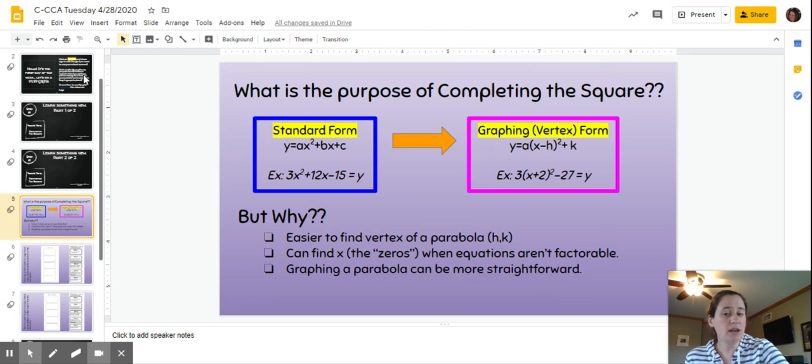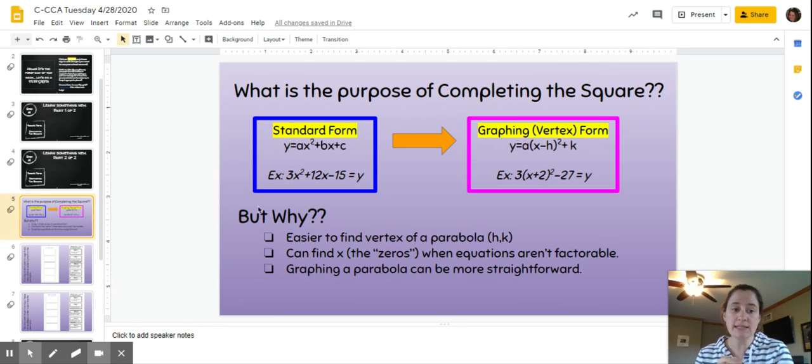So today here, you were probably asking, why are we learning this? Well, when something is in vertex form or in graphing form, it's easier to find the vertex because you can just look at it and you take the opposite of the number in the parentheses with x. That is our x value of our vertex. And then the number being added to the outside, that's the y value of our vertex. So all you got to do is look at it and you got your vertex.